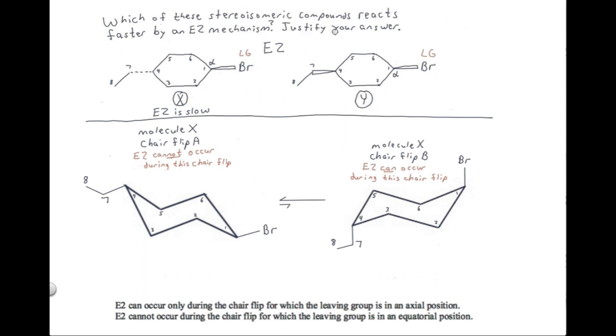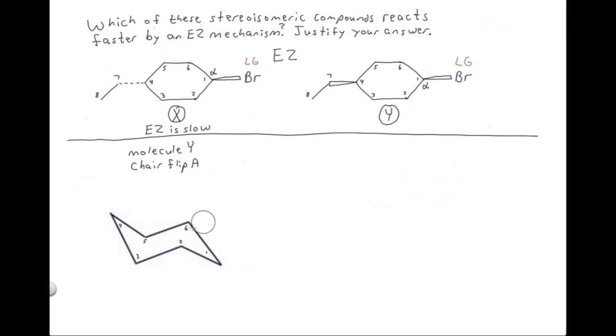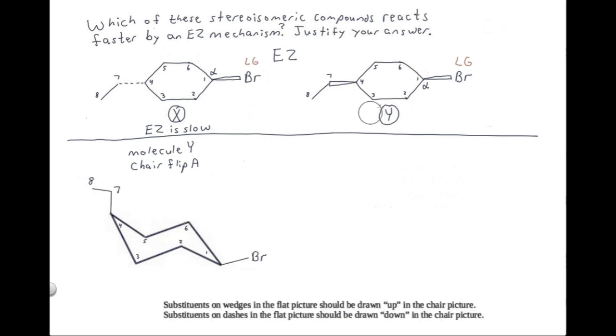But to fully justify our answer, the professor is going to want us to draw the chair conformation for molecule Y. So let's proceed and draw that chair conformation for molecule Y. We're beginning the chair picture for molecule Y. Still numbering clockwise. Put in the substituents. Both substituents are on wedges in the flat picture for molecule Y, so both substituents point up in the chair picture for molecule Y using this rule.